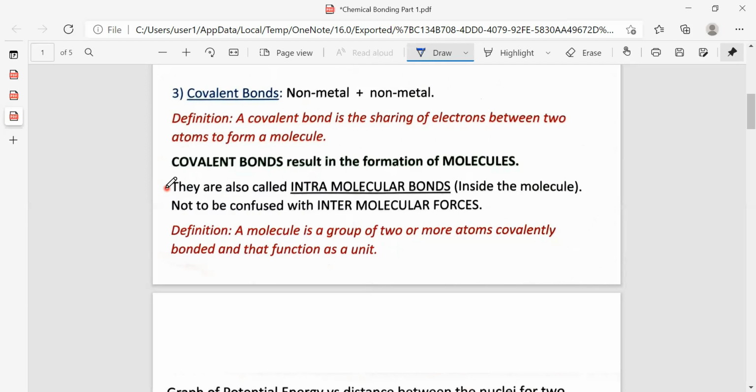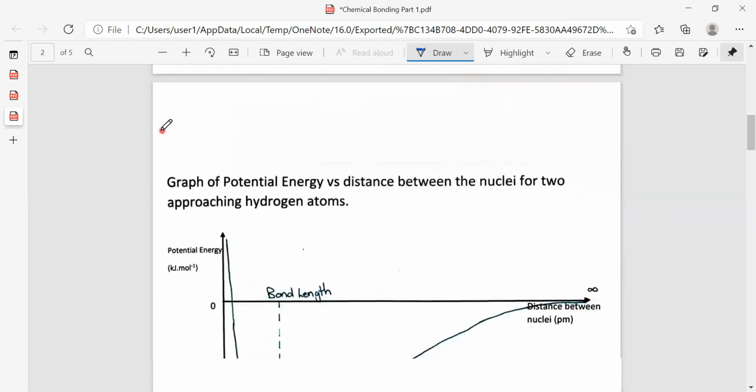The definition of a molecule is a group of two or more atoms covalently bonded and that function as a unit. So covalent bonds is the sharing of electrons between two atoms to form a molecule. So these electrons that are going to be shared are unpaired electrons from each atom so that they can form pairs, and that way it will be more stable.